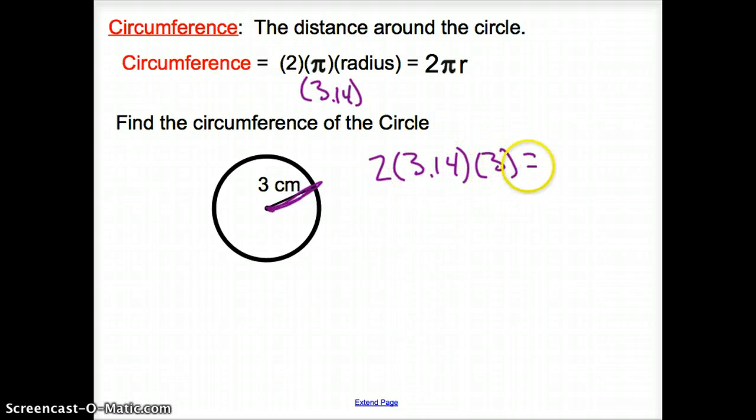And so now you can take out your handy dandy calculator, punch that right in, and you'll figure out that it's 18.84. And we can't forget our units, centimeters. Remember, we're talking distance around the circle, so it's only in centimeters.